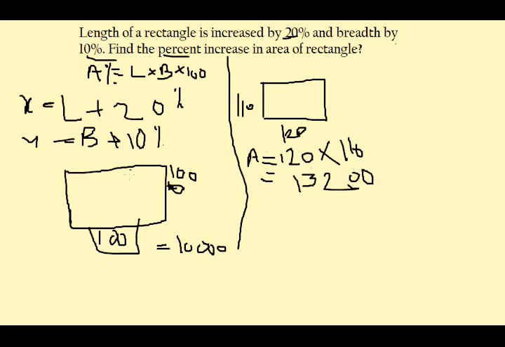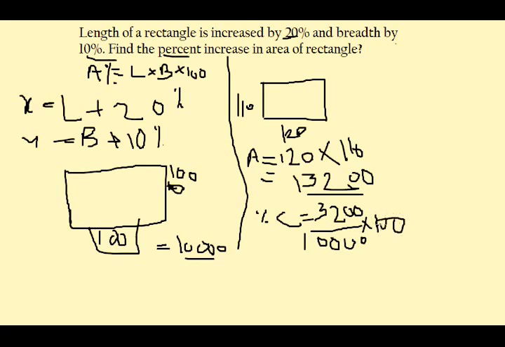As I had told in the tricks, the percent change is given by the increase upon the original. Here the increase would be 13,200 minus 10,000. The increase is 3,200 upon the original area, which was 10,000, into 100 as a percent is given. So all these zeros would go off and the answer would remain as 32%.